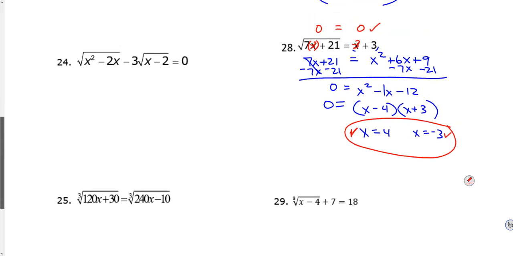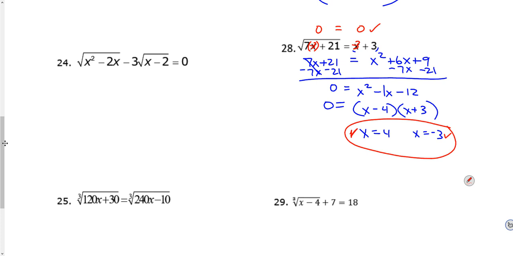Okay, let's see what we got here. We'll do this top one first. We want the square roots on different sides, so I need to add it to the other side. So it's going to be a positive 3 square root x minus 2. And on this side, we have x squared minus 2x, all in the square root. So these are basically like the last two that I just did. We just have to square this and square this.